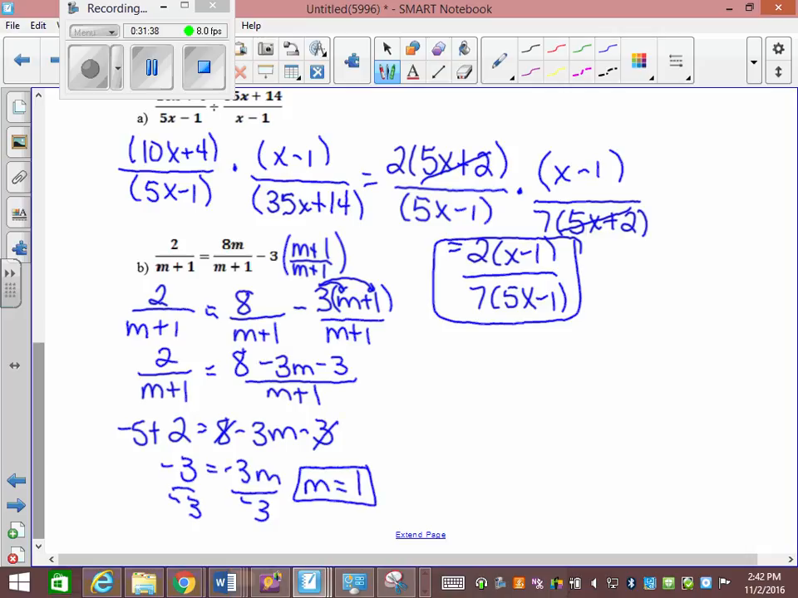Now, please, you guys, for the diploma, always check your answer with the non-permissible value. M can't equal negative 1. It doesn't match, so it works.